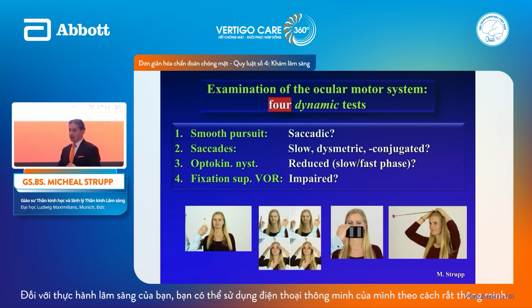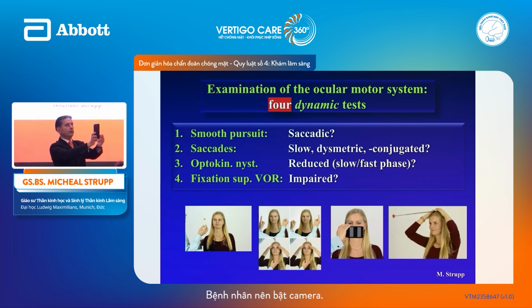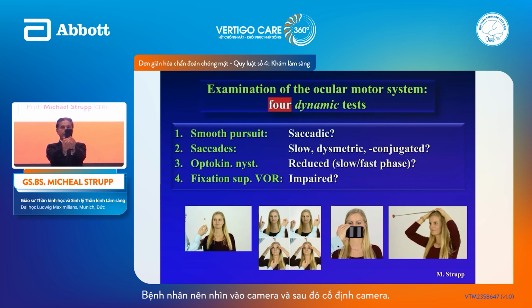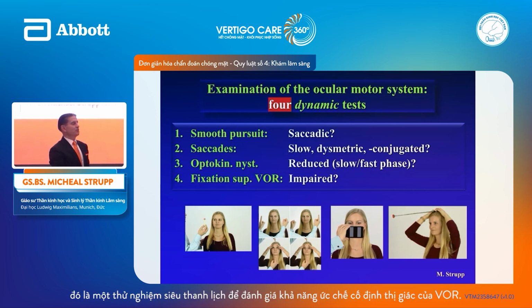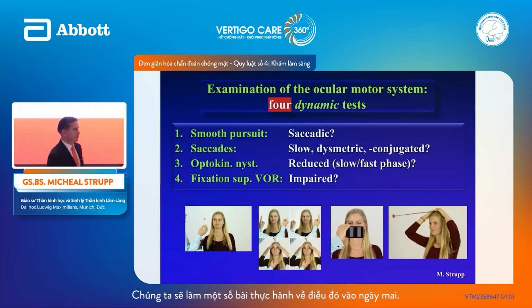For your clinical practice, you can use your smartphone in a very smart way. The patient should switch on the camera, look at the camera and then fixate the camera and do this. That's a super elegant test to evaluate visual fixation suppression of the VOR. We will do some exercise on that tomorrow.